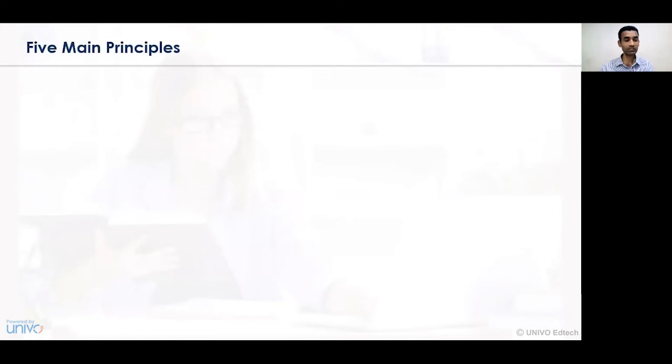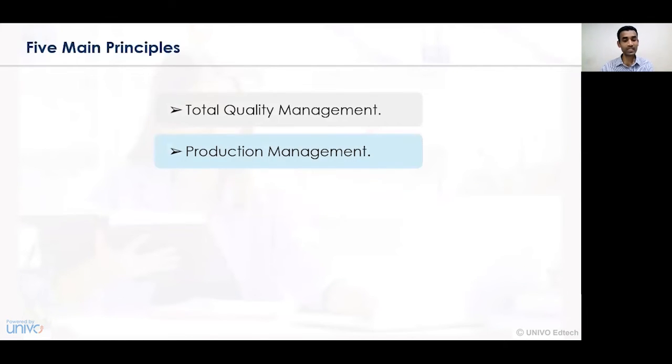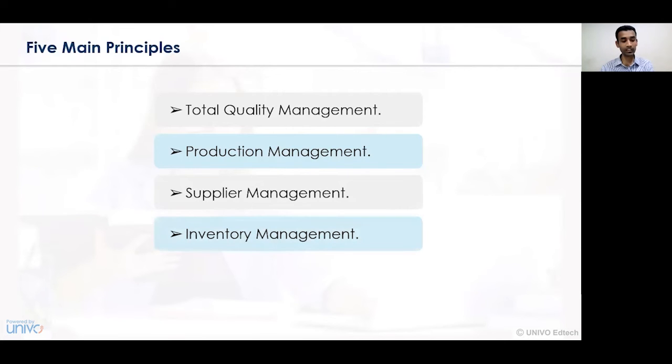Now let's understand the 5 main principles of JIT. The first principle of JIT, that is just in time, is total quality management. The second is production management. The third is supplier management. The fourth is the concept of inventory management, and lastly, human resource management. So these are the various functions or main principles on which the concept of JIT can be implemented, and accordingly we can implement a better consideration as to how we create a qualitative product, and all the activities are completed within a specific time period.